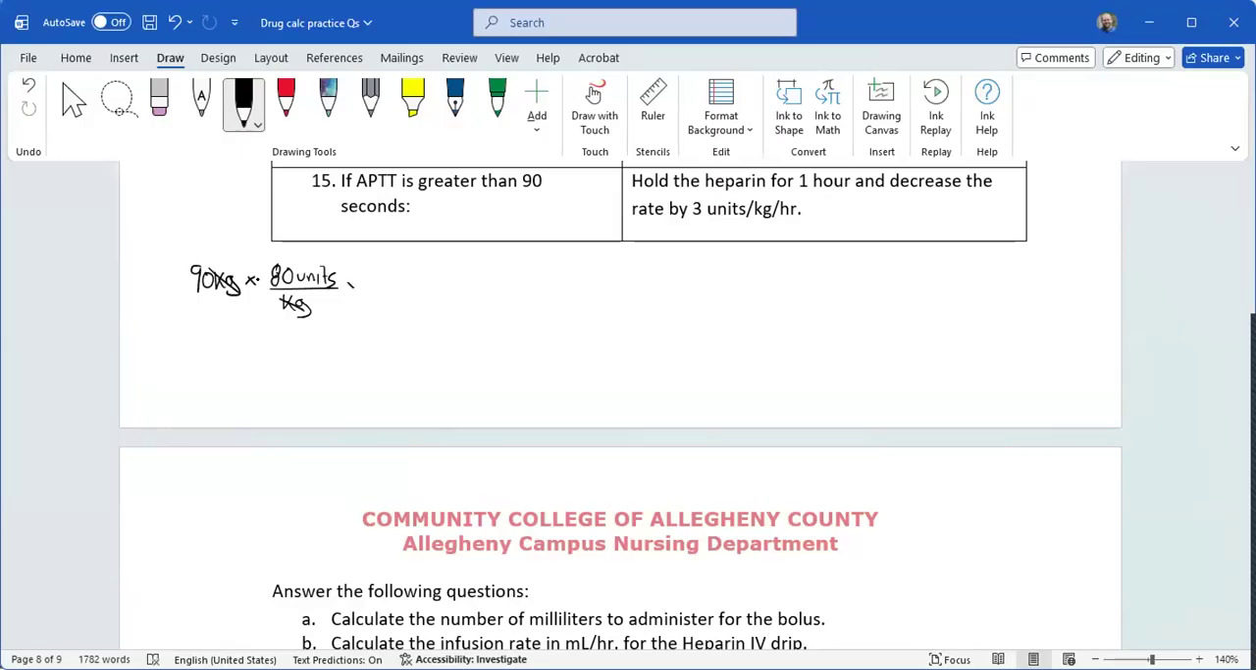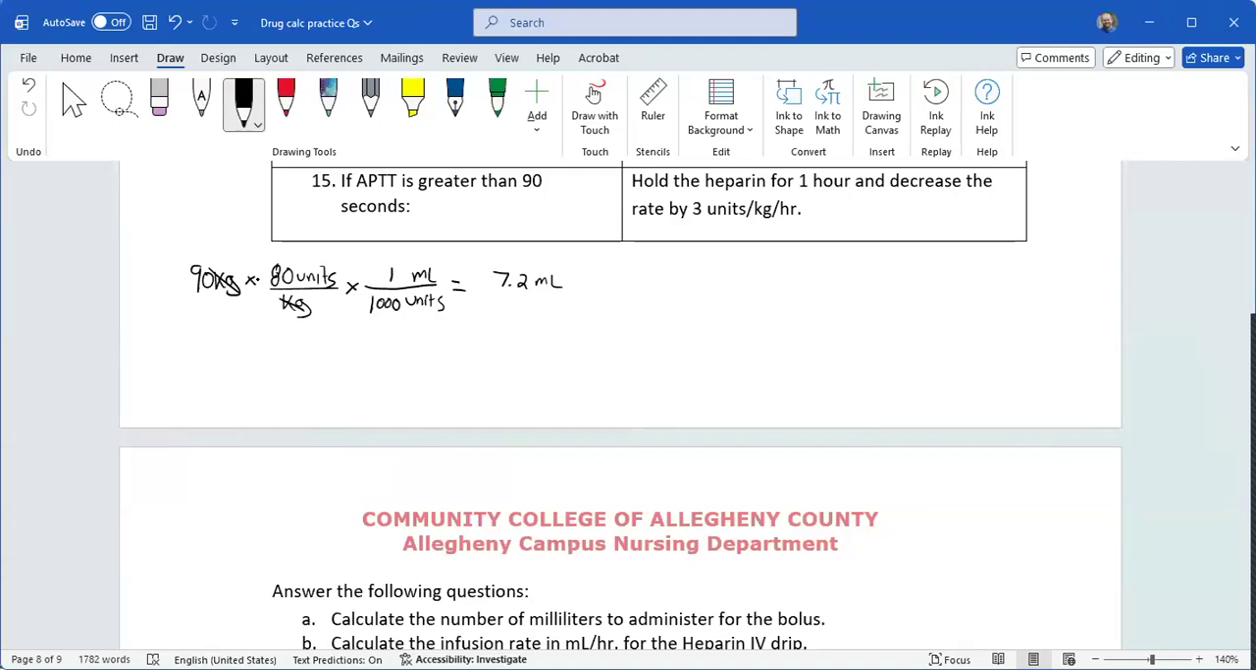And then I don't want units as my final answer, so I need to make one more conversion, converting units to milliliters. And I'm going to use the bolus dose, which was 1,000 units per milliliter. And when I do that, I should get 7.2 milliliters. Let me just double check. Yeah, 7.2.